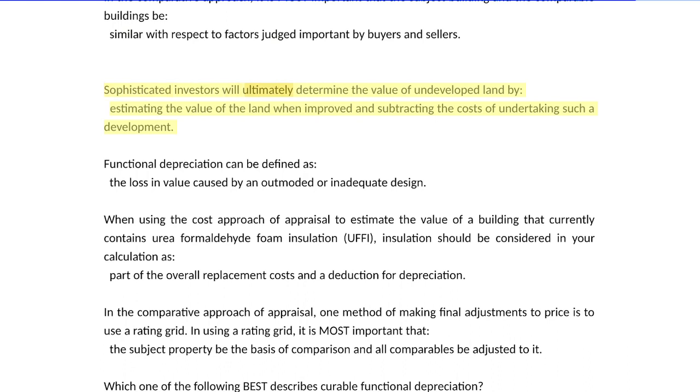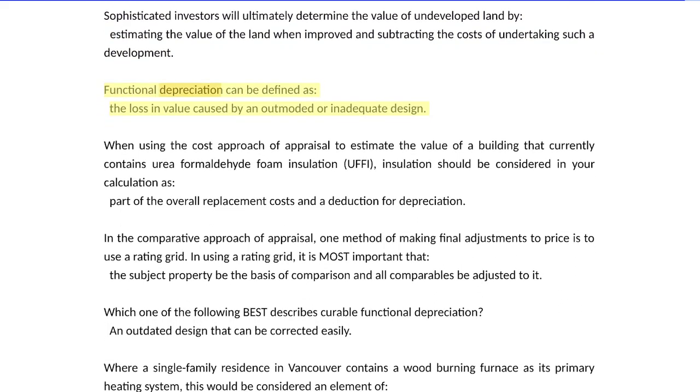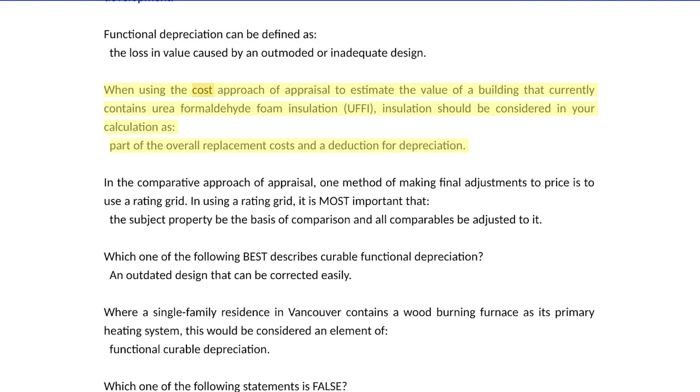Sophisticated investors will ultimately determine the value of undeveloped land by estimating the value of the land when improved and subtracting the costs of undertaking such a development. Functional depreciation can be defined as the loss in value caused by an outmoded or inadequate design. When using the cost approach of appraisal to estimate the value of a building that currently contains urea formaldehyde foam insulation, UFFI, insulation should be considered in your calculation as part of the overall replacement costs and a deduction for depreciation.